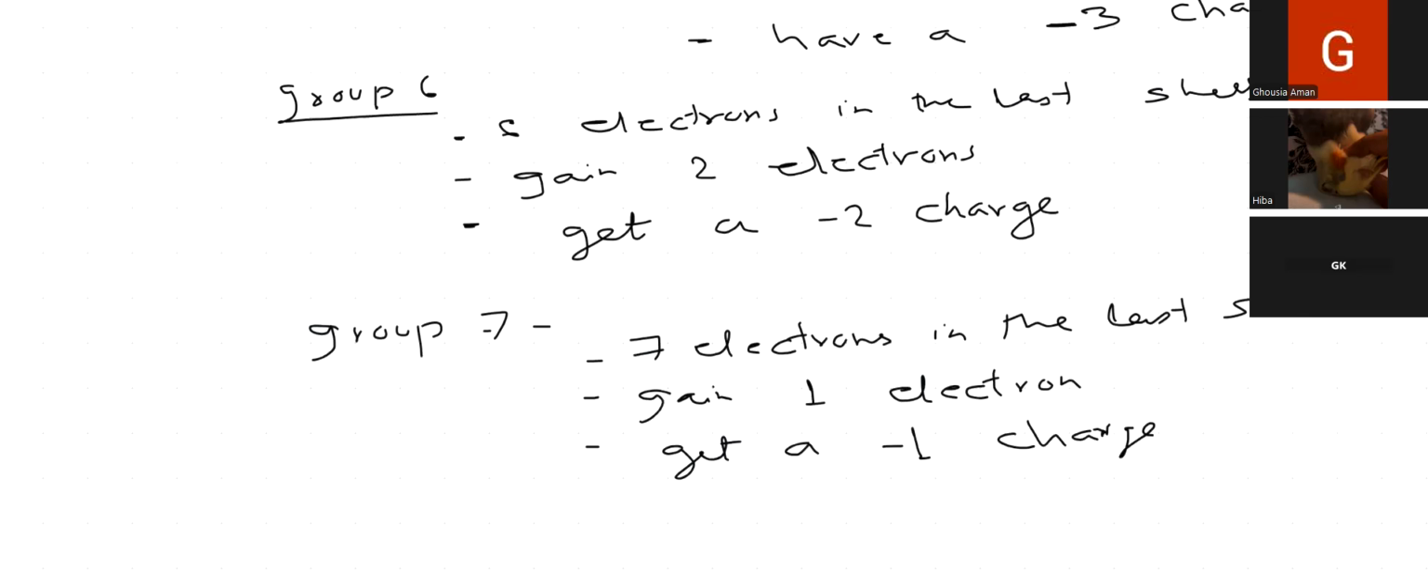All right. Now we have talked about this group number one and group number two. Group number one, two, and three, and transition elements also have the same thing. Depends upon the number of electrons in the last shell.